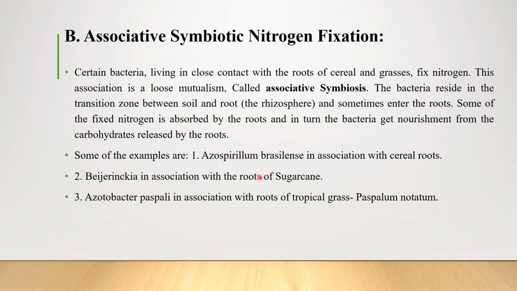Some of the fixed nitrogen is absorbed by the roots of these plants through the root hairs, and in turn the bacteria get nourishment, that is carbohydrate supplements from the roots, which start releasing some carbohydrates, so they consume it. Some examples are Azospirillum brasilense, found in association with cereal roots. You have Beijerinckia, found in association with the roots of sugarcane. You have Azotobacter paspali, found in association with the roots of tropical grass like Paspalum notatum.